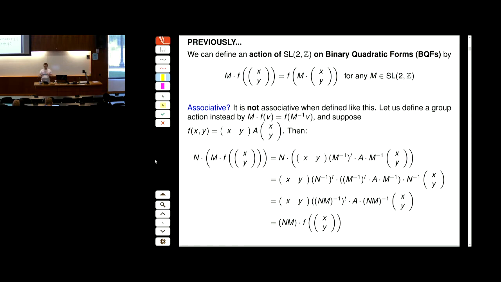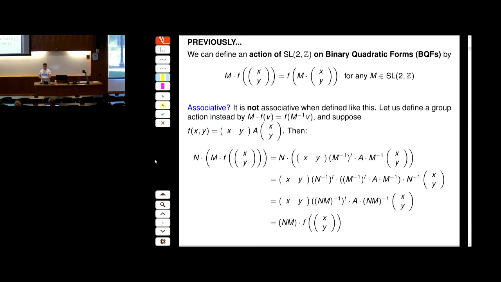But I did want to talk about them in families, sort of like the orbits, so I wanted to bring the action in. But as you know, when you're talking about actions, usually you should put the matrices acting inside as an inverse to make it associative. So if you define it as I did, it's not associative. If you put the inverse of the matrix, then it is.